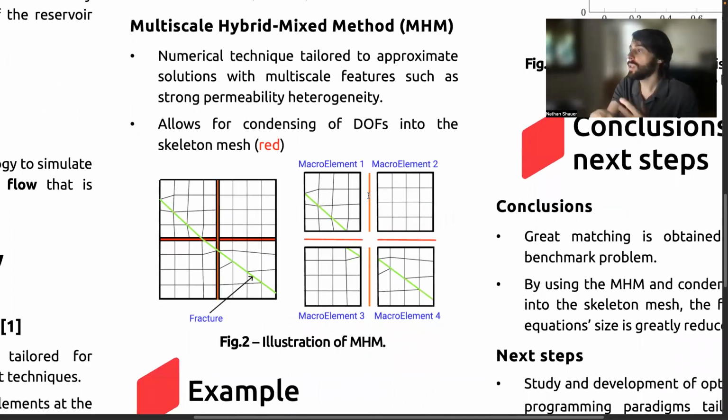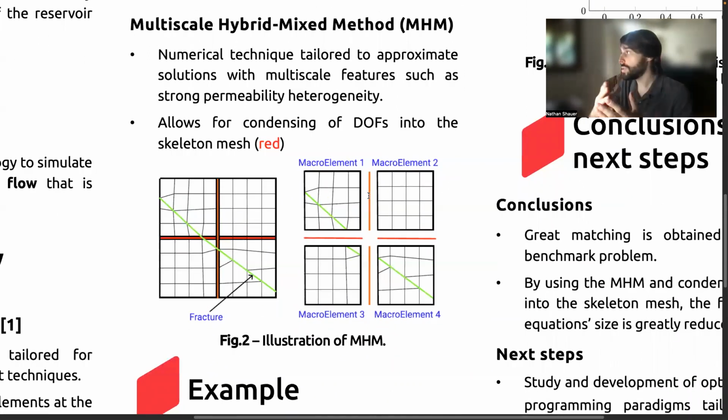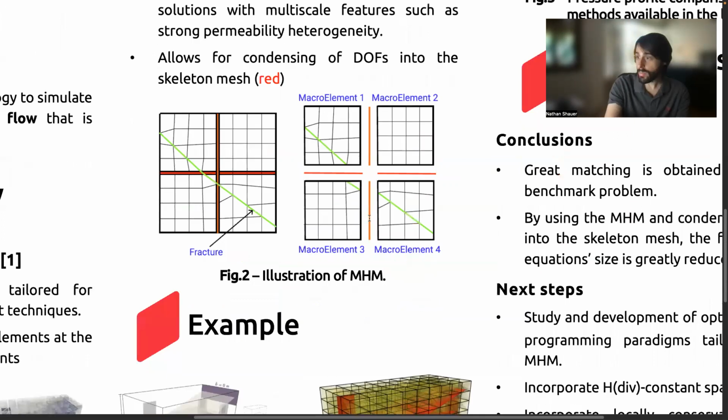The skeleton mesh is a mesh of an approximation space in between macro elements that are shown here, that represent the normal flow in between macro elements. So a macro element can have a high refinement to capture the permeability heterogeneity, and all these degrees of freedom will be condensed into this skeleton to have a decreased size global system of equations.